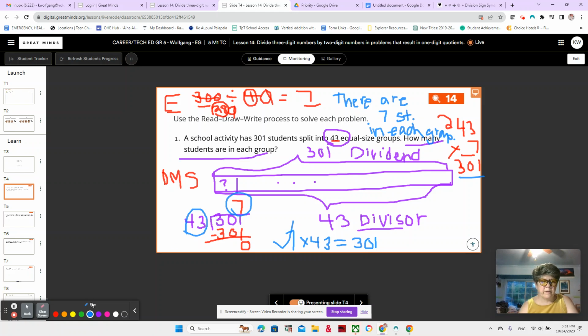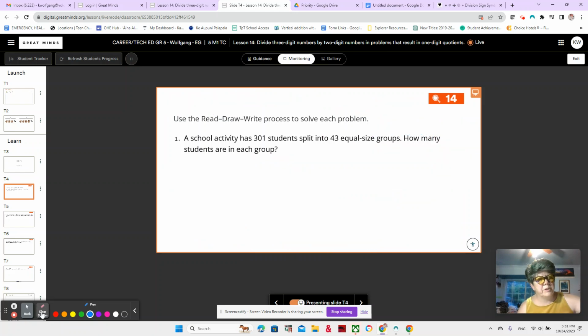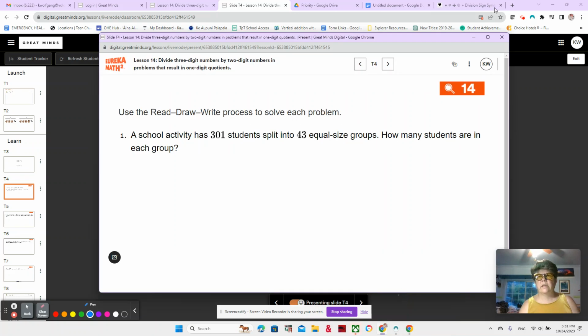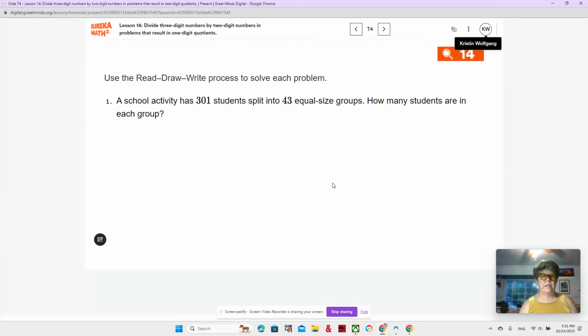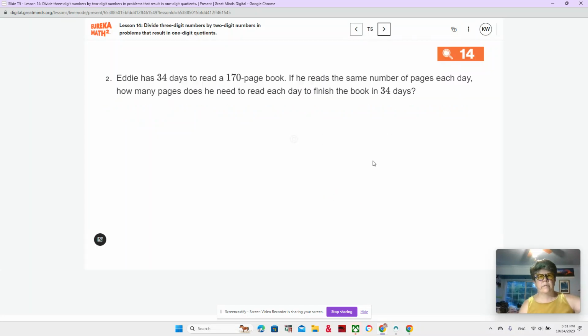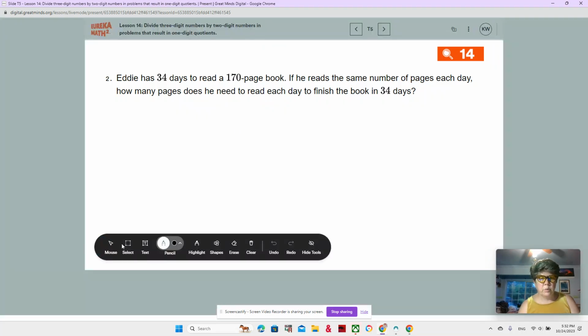All right, now, if you need to do it, pause me and do it right now, because I'm going to move on to the next problem, which is number 2, which is page 120. All right, let's see. Here we go. There's a bigger slide. Much better. There we go. Okay, so Eddie has 34 days to read a 170-page book. Oh my goodness. If he reads the same number of pages each day, how many pages does he need to read each day to finish the book in 34 days?